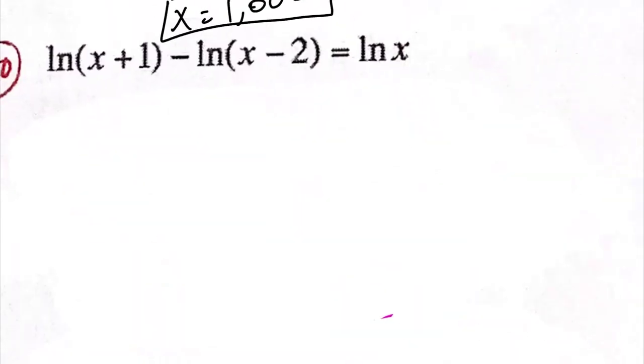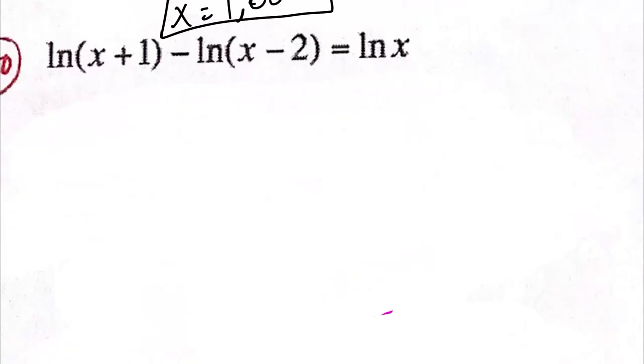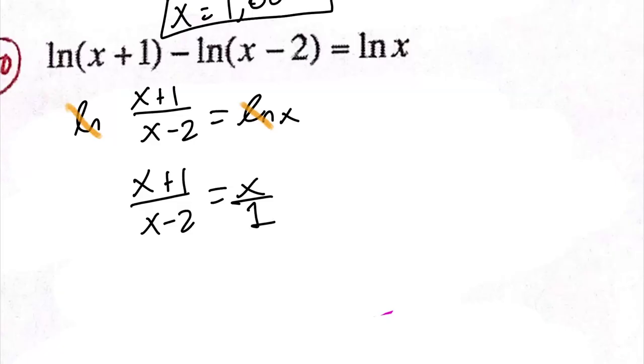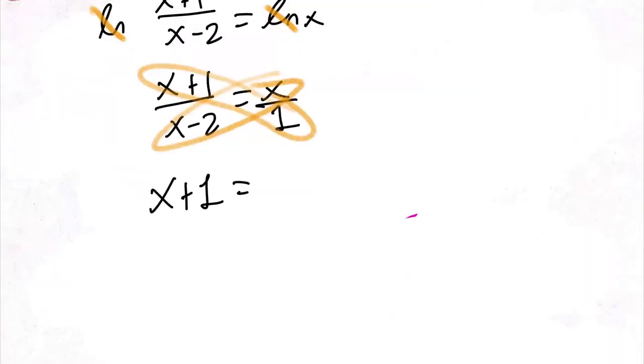Last but not least, we're going to use our rules of condensing to solve this. So in this case, subtraction means division. x plus 1 divided by x minus 2 equals ln of x. Since they're both ln of x, they will cancel and get dropped. So x plus 1 over x minus 2 equals x. We're going to cross multiply. So we'll have x plus 1 on one side, and x squared minus 2x on the other.